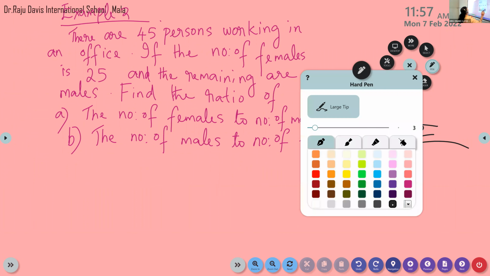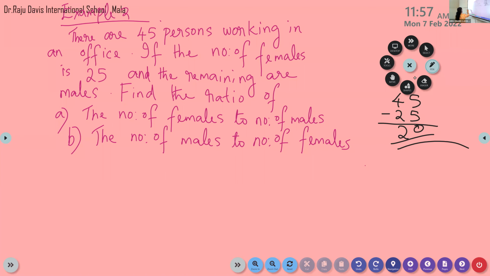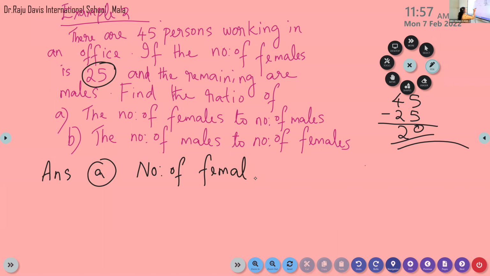Okay, so let's start. Question number A. Children, before starting, we had to write the total number of persons working. So persons working, we can say workers, 45. So number of females is given. How much is the number of females? 25. That is given already.